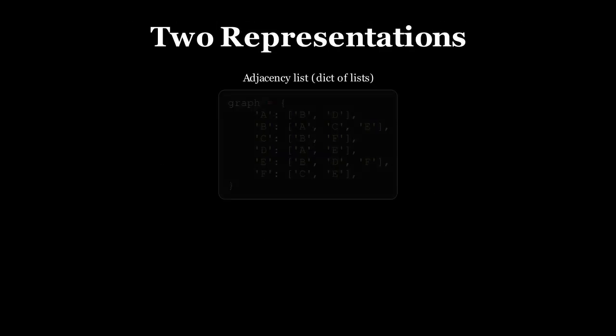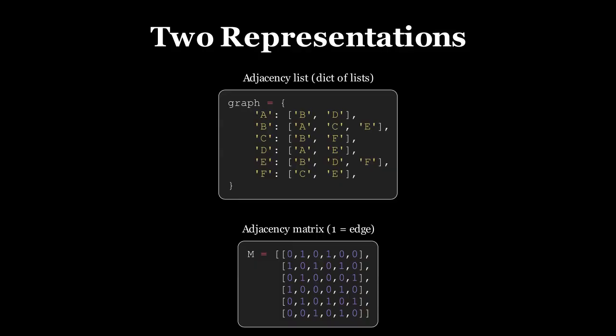How do we store a graph in code? 2 ways dominate. An adjacency list maps each vertex to the list of its neighbors, a dictionary of lists in Python. It's compact, and it's what you'll reach for most of the time. An adjacency matrix is a V by V grid, where cell I, J is 1 when an edge exists and 0 otherwise. Lookups are instant, but it always costs V squared space, even when the graph is nearly empty.